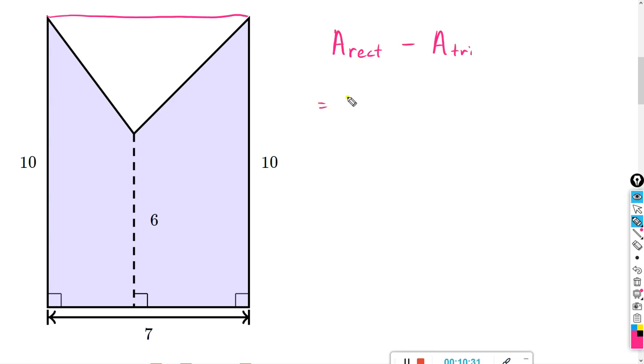So we know the area of a rectangle is length times width, or base times height. And the area of a triangle is 1/2 base times height. Okay, now these base and heights, they might not be the same. So let's see, for the rectangle, the height is 10 and the base is 7. Okay, for base times height, we're just going to do 7 times 10.